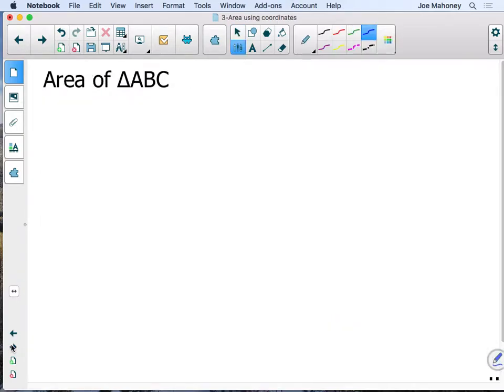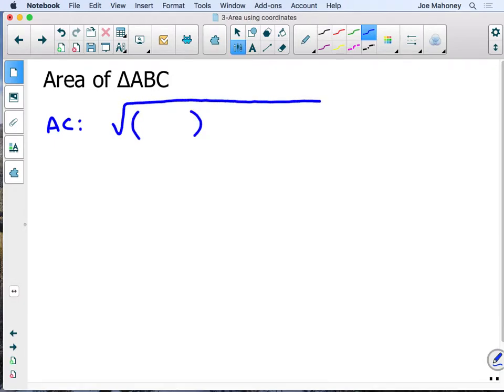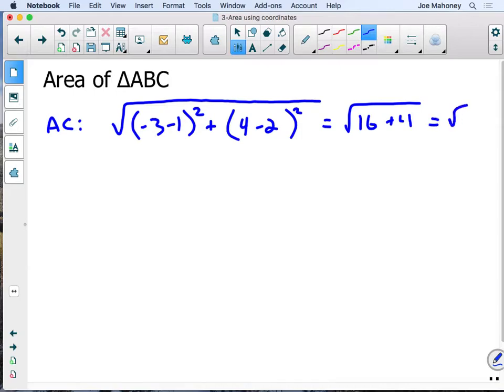So to find the area of triangle ABC, I first want to find the length of side AC. To find the length of AC, I'm going to do my big old distance formula, right? I'm going to subtract the x values, -3 minus 1 squared. I love my distance formula. So -3 minus 1 is -4, squared is 16. And then 4 minus 2 is 2, and when I square that, I get 4. So the length of side AC is the square root of 20.